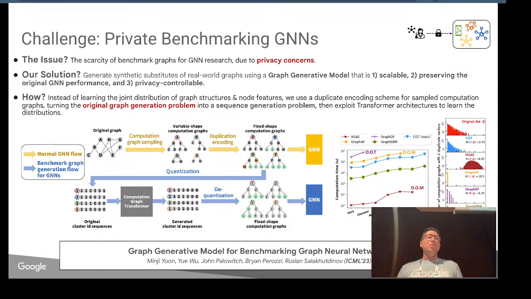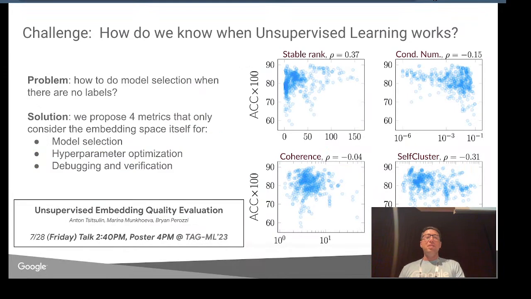We learn graph generators that can generate little subgraphs that appear like they were sampled from some larger graph, because we're always dealing with big data sets. I think it's a really interesting line of work that there hasn't been a lot on, so you may be interested in this if you're interested in this area. Another challenge that we've been working on this year is how do we know when unsupervised learning works?